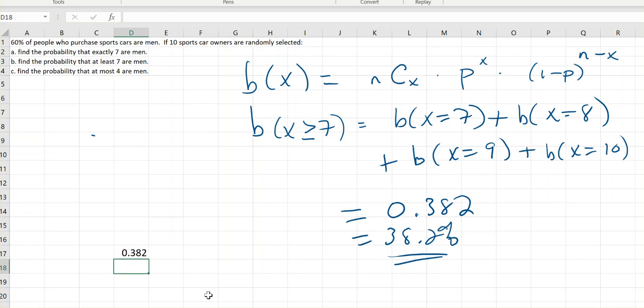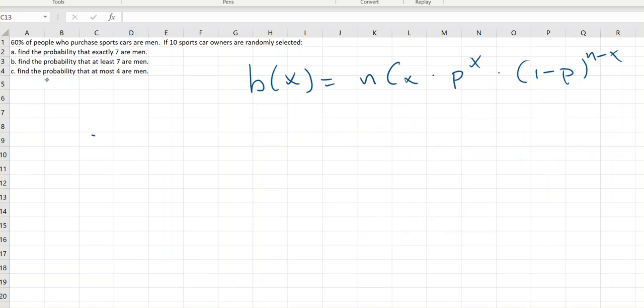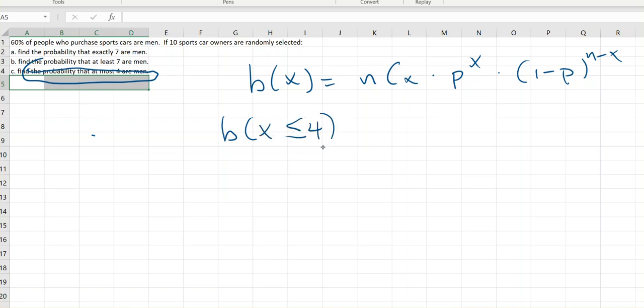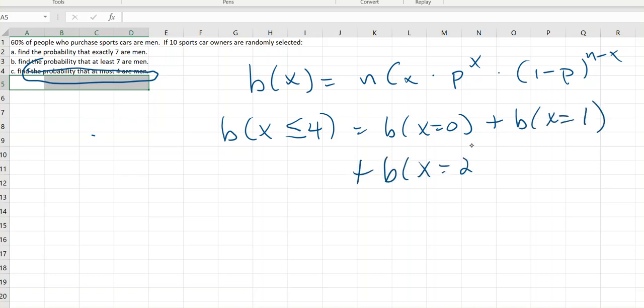Okay. Now, the third question says find the probability that at most 4 are men. At most 4 are men is this one. What that means is the probability that x is less than or equal to 4. At most, the very maximum number is 4. So this is the probability that x equals 0 plus the probability that x equals 1 plus the probability that x equals 2 plus the probability that x equals 3 plus the probability that x equals 4. At most 4: 0, 1, 2, 3, or 4.